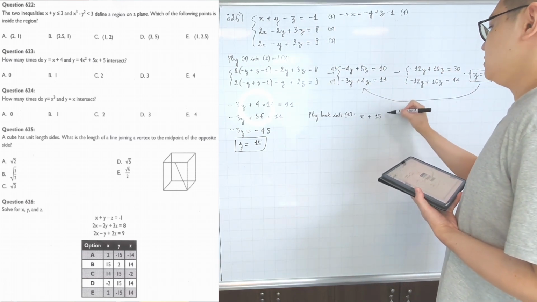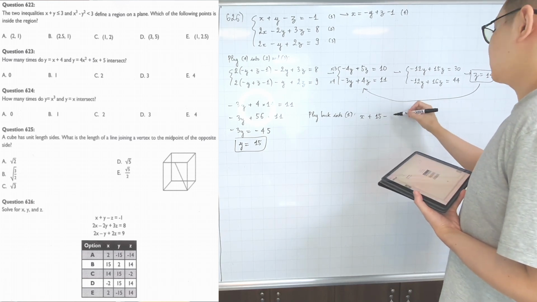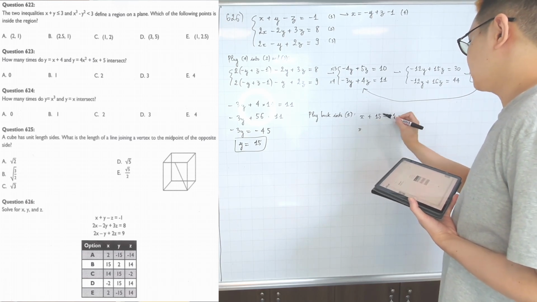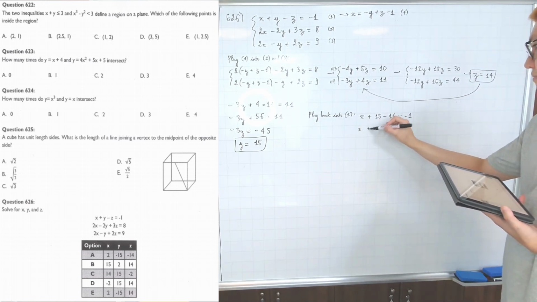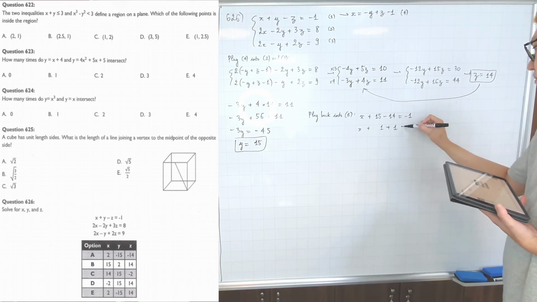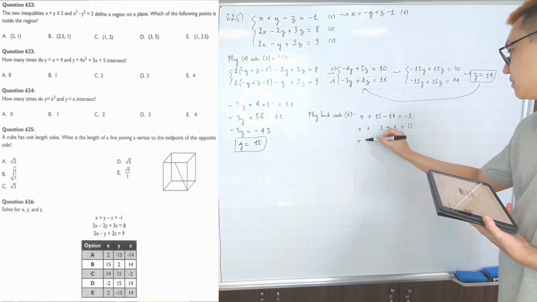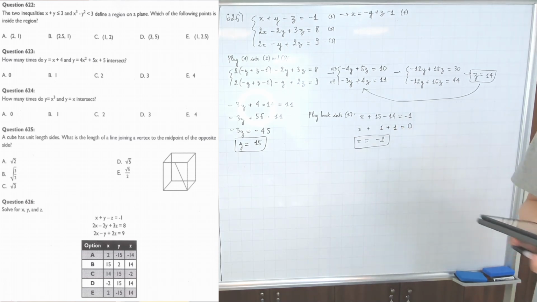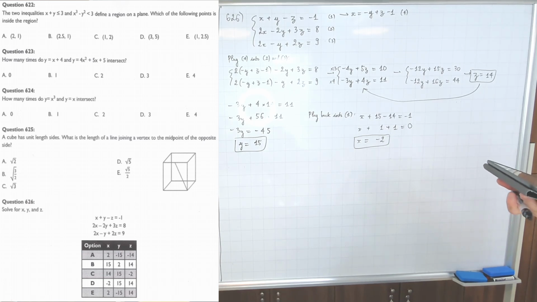So we're gonna have x plus 15 minus z, which is 14, equal to minus 1. So 15 minus 14 is 1. And then plus 1 here equal to 0. So x equal to minus 2, isn't it? So the answer is D.